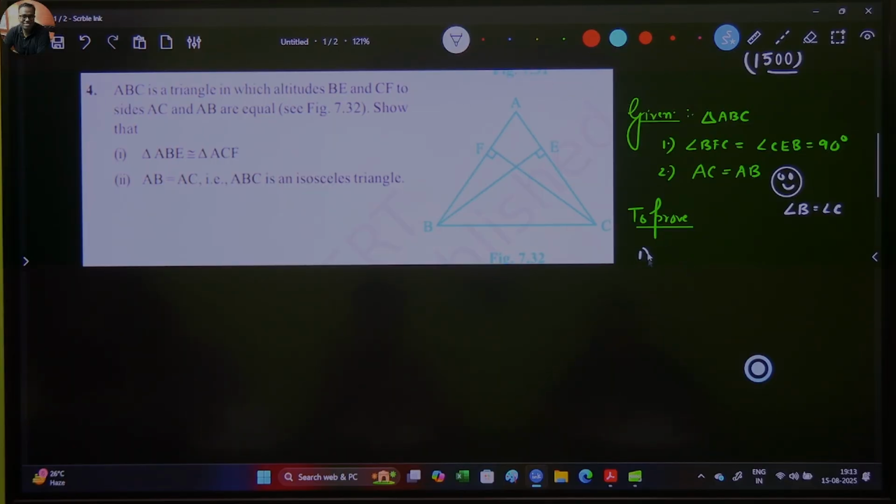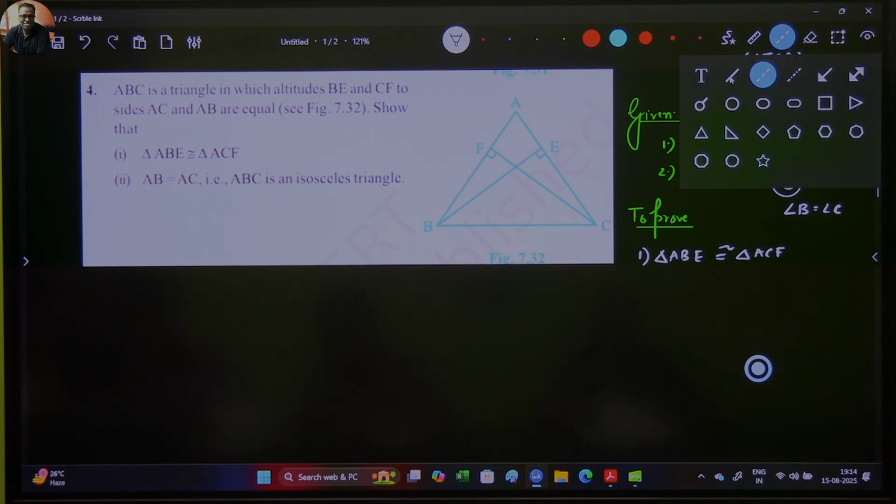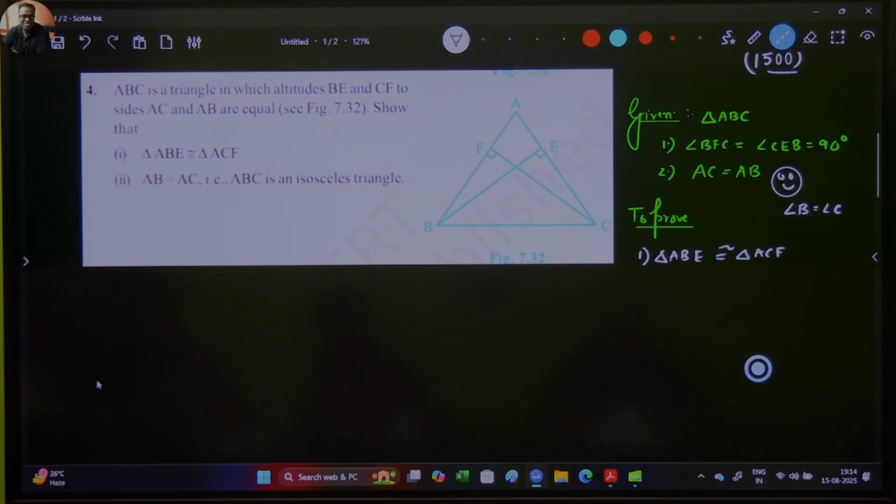So what do you have to prove? The first thing, triangle ABE is congruent to triangle ACF. So mark out the triangles first. ABE, if required, draw the triangles. No harm. We'll draw the triangle. Our ABE is something like this. So we have a 90 degree with this. This is my A, this is my B, and this is my E. So this is 90 degree, and this has to be proved: ABE is congruent to ACF.